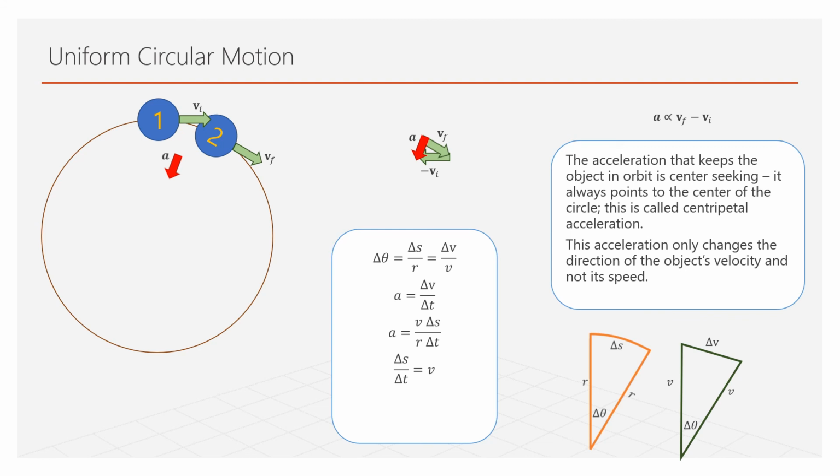We know that delta s divided by delta t is equal to v, the speed. Plugging that in, we get that the acceleration is v squared divided by r. Because this acceleration is centripetal, we often put a subscript c to indicate centripetal acceleration. The centripetal acceleration is the speed squared divided by the radius, and always points to the center of the circle.